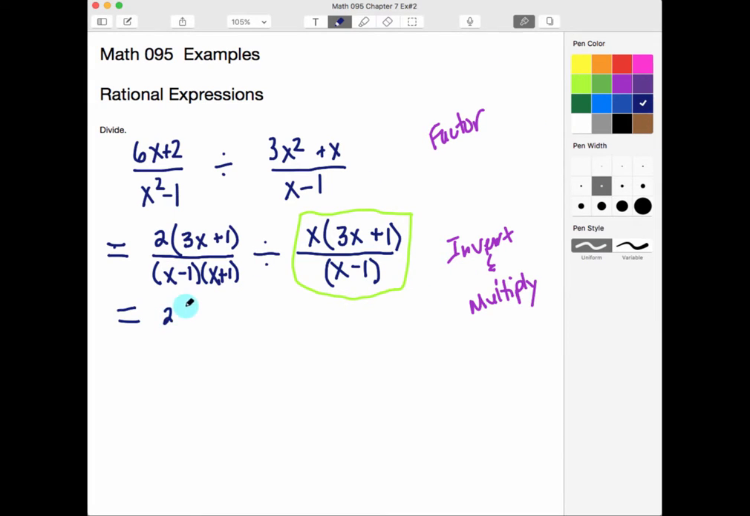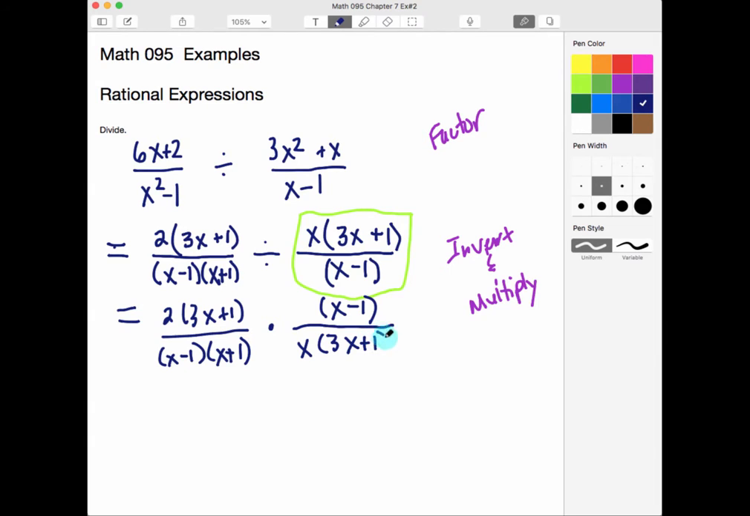So we'll just rewrite our first rational expression. Nothing is changing with this guy. But now we're going to write a multiplication sign, and then our second fraction is going to be flipped. So x minus 1 was on the denominator, but it will go on the numerator now. X times 3x plus 1 is now on the denominator. So I've inverted and multiplied, and if I wanted to, I could rewrite all of this onto one giant fraction bar.